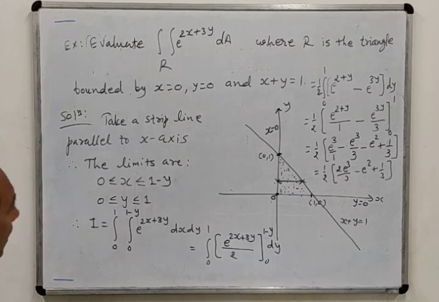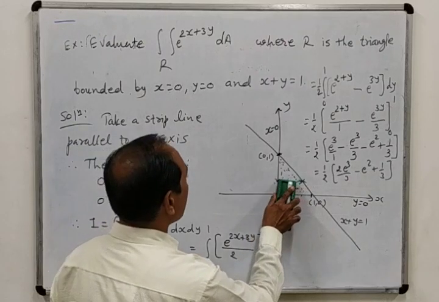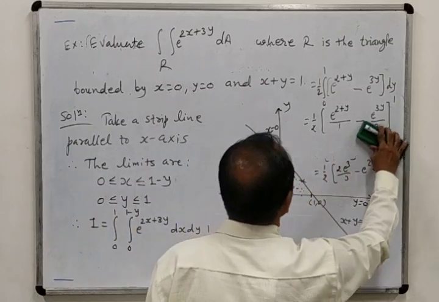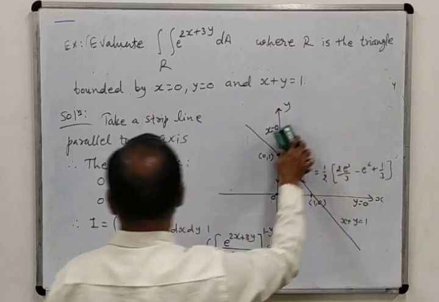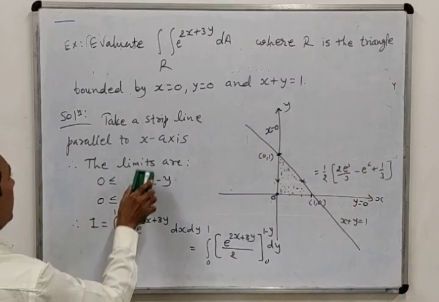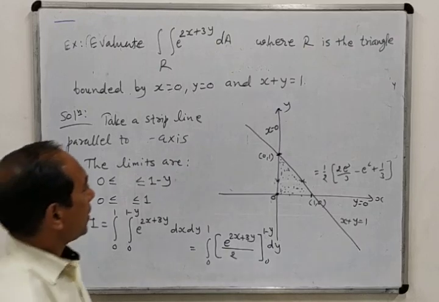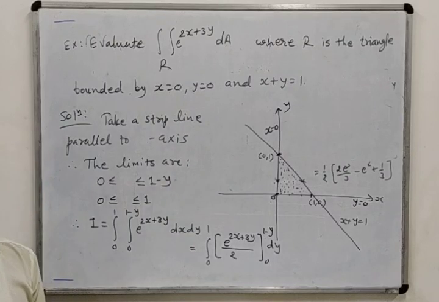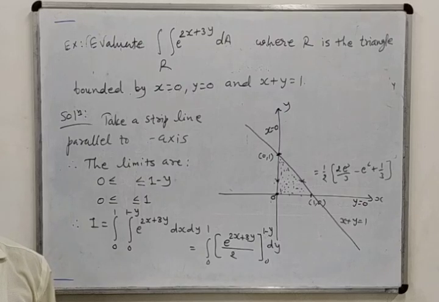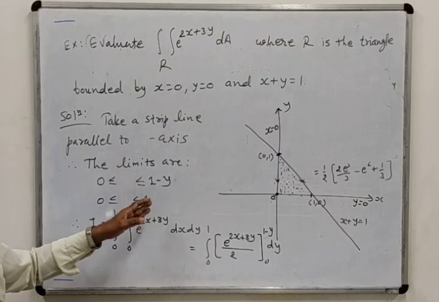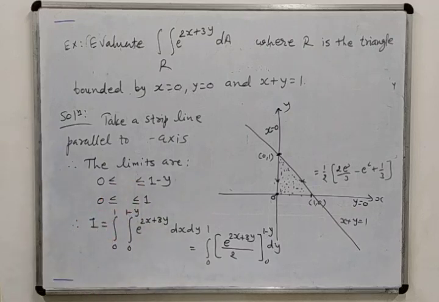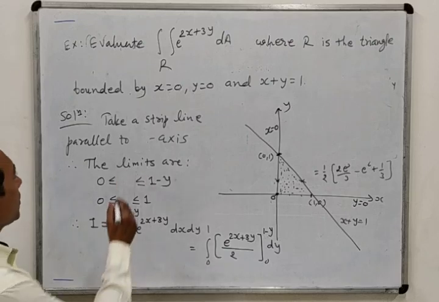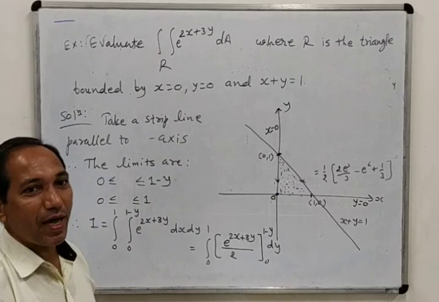So now, see, the same problem we will see in a different way. I told you that the determination of limits depends upon us, whether we want to integrate first with respect to x or y. And in this solution, I have shown you that we wanted first integration with respect to x, and that's why we determined first the limits of x, then the limits of y. But now suppose I solve the same problem in another way. Suppose I want to integrate first with respect to y.